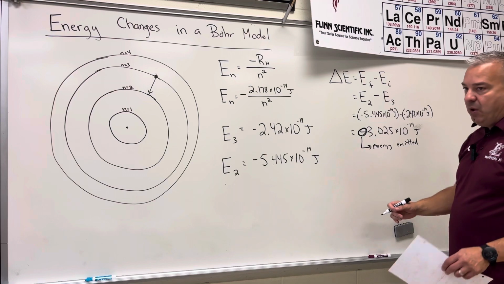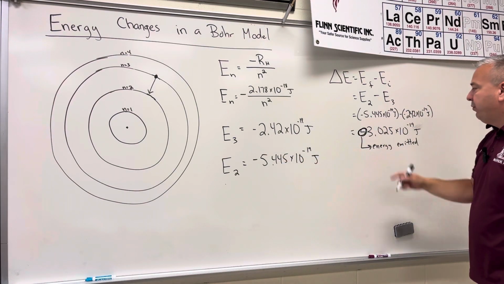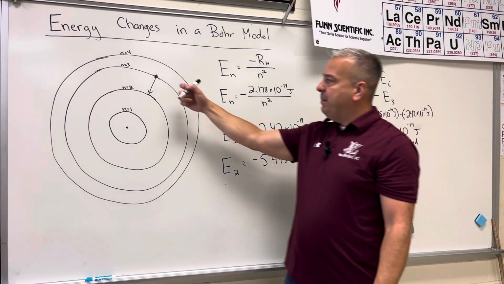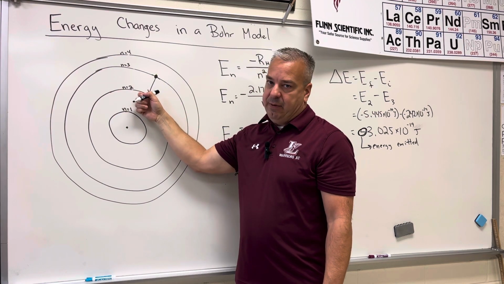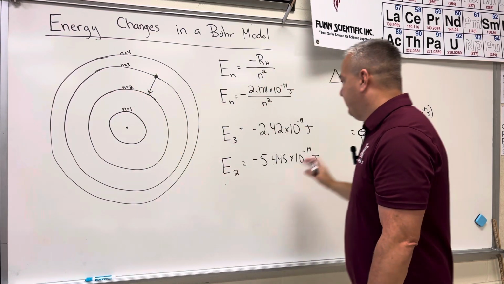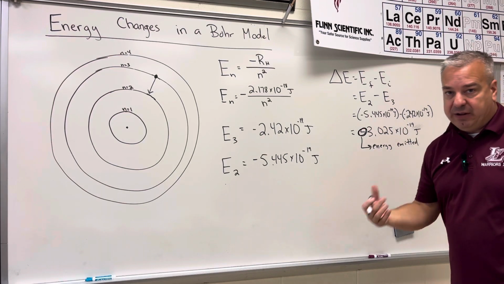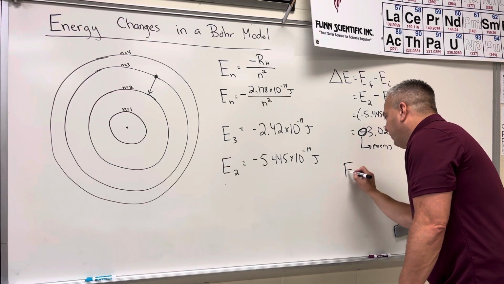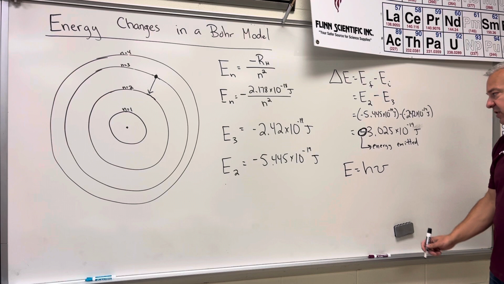Okay? So we get this photon that will come in packets of 3.025 times 10 to the negative 19 every time we get this electron to jump from n equals 3 to n equals 2. Now, this photon that has this specific energy is going to have a particular frequency and wavelength as well. So to figure out the frequency, we're going to use this equation.